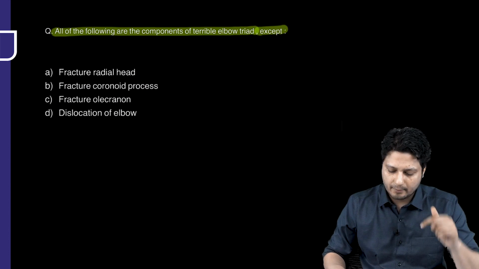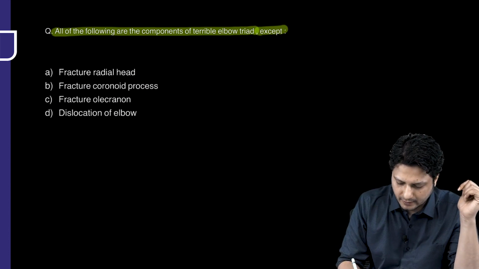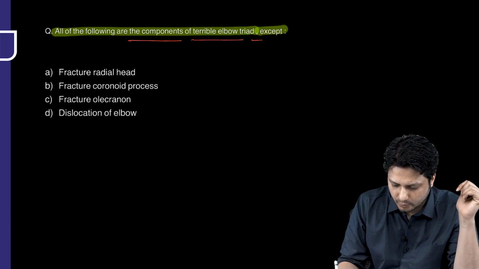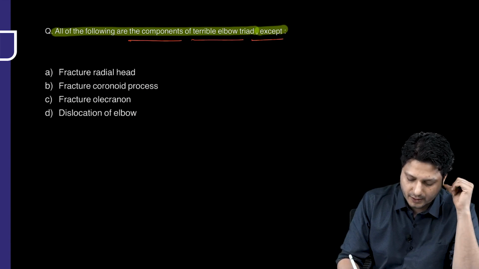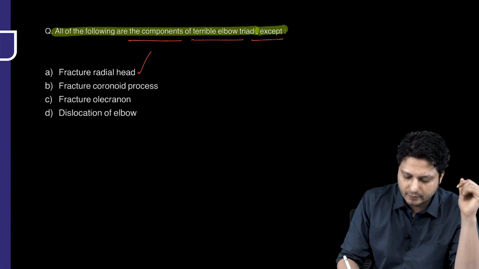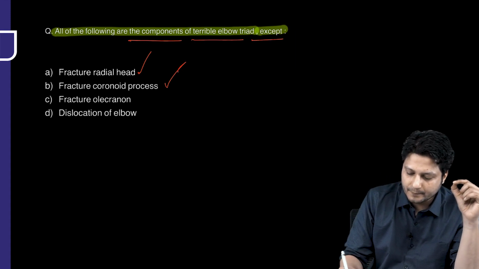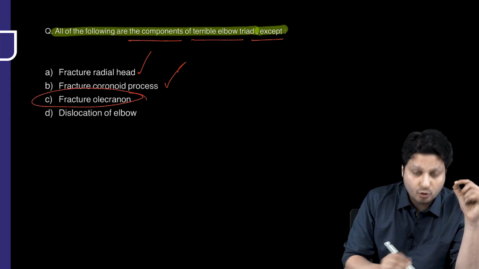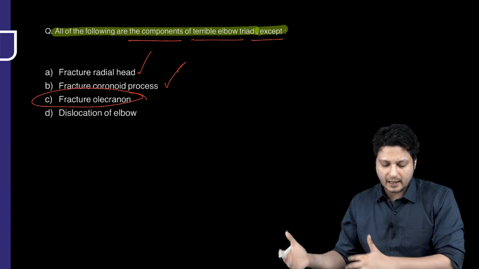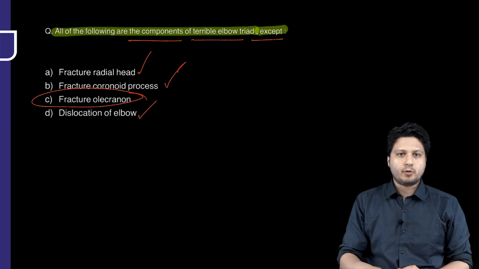Now if you look back at the question, all of the following are the components of the terrible elbow triad except. So the answer for this question: fracture of the radial head, yes it is a component. Fracture of the coronoid process is also a component, but fracture of the olecranon is not a component. So it obviously has to be the answer for this question, and dislocation of the elbow is also a component. So hope you have understood everything related to this.